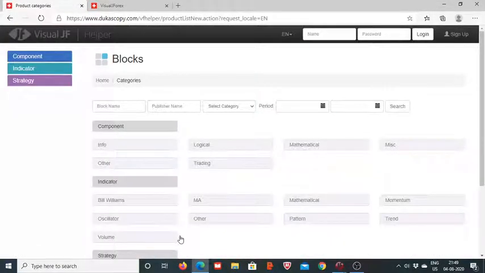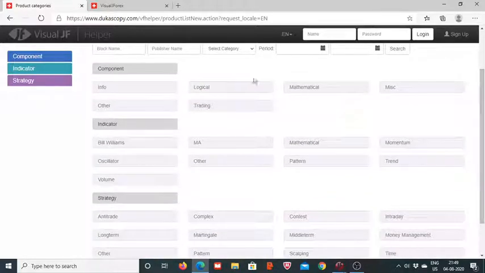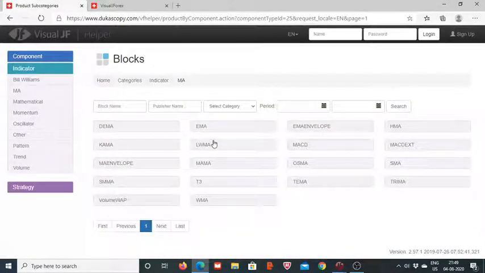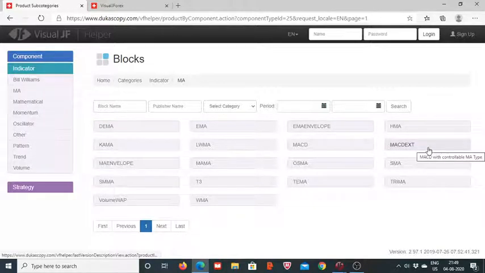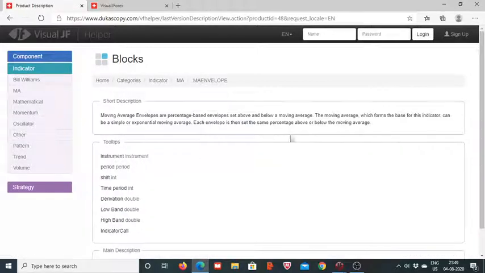We will see the description for the MA envelope block here, and all you have to do is go through this Visual JForex helper, and here it is listed under the moving average indicator section. In the session so far, starting with the DEMA, we have done these various indicators till MACD EXT, and now it is the turn of the MA envelope.